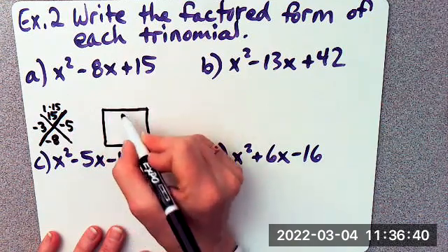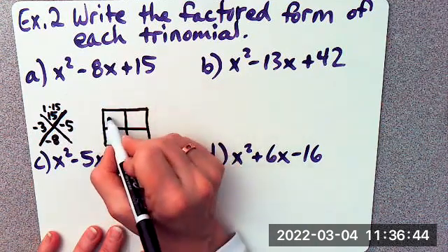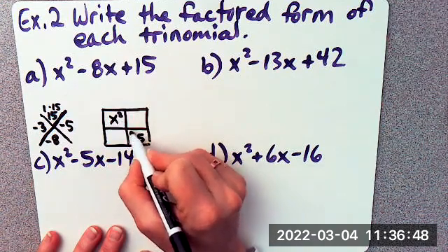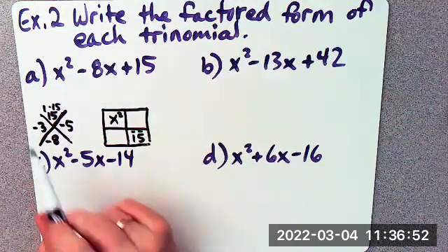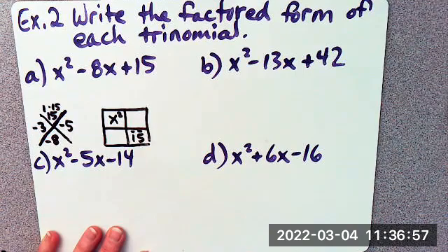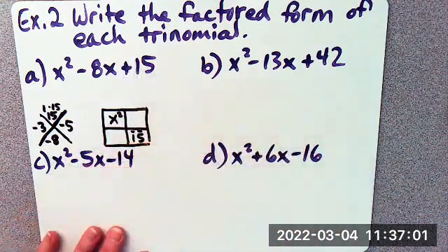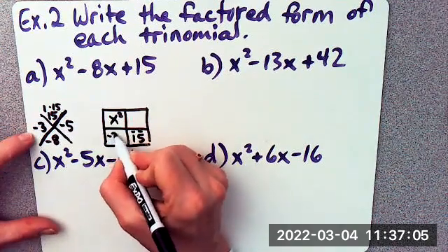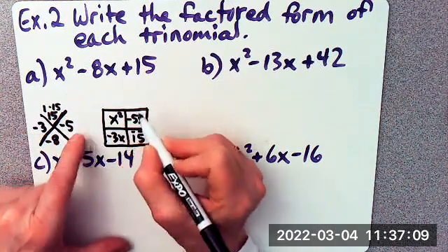In this box, we're going to do something a little strange, but it's going to make sense. So we're going to put x squared here and 15 here, but we're going to put a minus right there to remember that it took 2 negatives to make that a positive 15, because we need to share the negative with that column and share that negative with that row. So now we're going to put negative 3x here and negative 5x here.